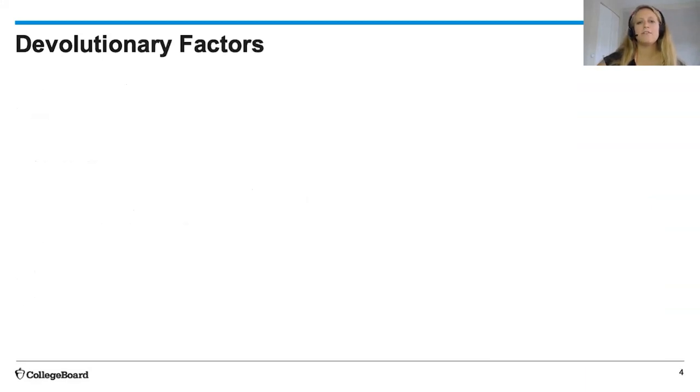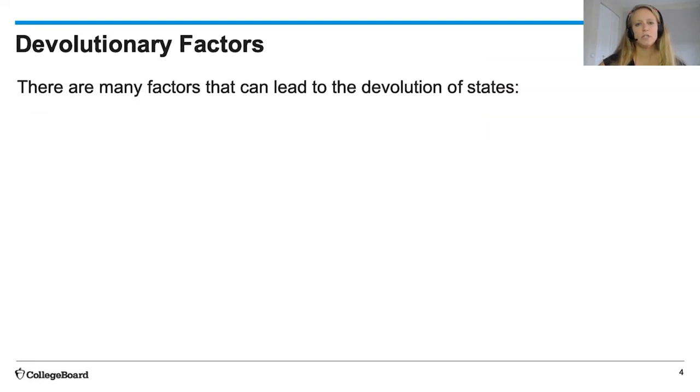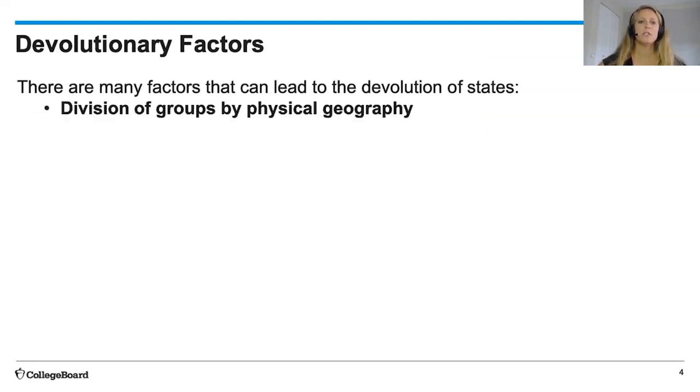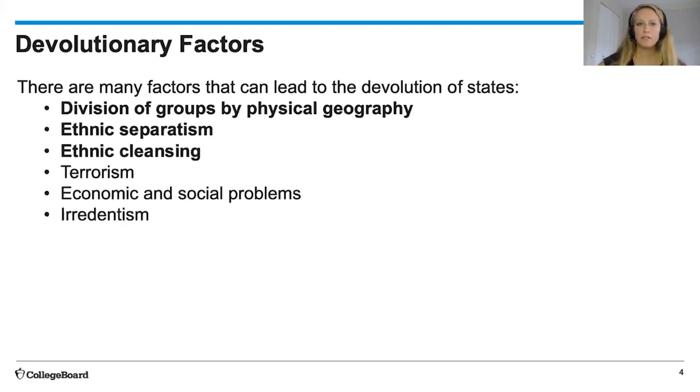So there's a lot of things that can cause devolution in a state, and they are called devolutionary factors. One of those things is divisions of groups by physical geography. Another is ethnic separatism or ethnic cleansing. There's also other things that we'll be learning in the next video on this topic. So today we're going to focus on those first three that are bolded on the screen.